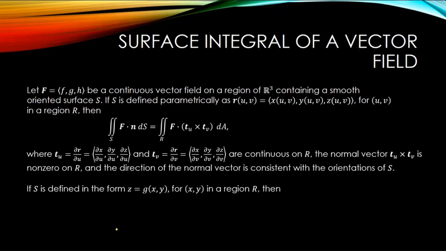If S is defined in the form z equal to g(x,y) for x,y in a region R, then my double integral over S of F dotted with n dS becomes the double integral over R of the quantity negative f z sub x minus g times z sub y plus h dA.